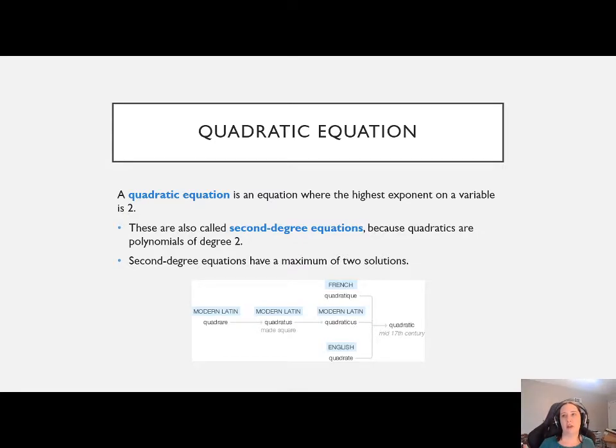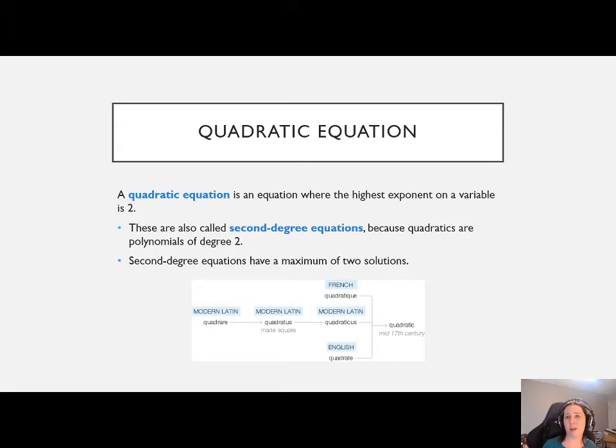So a quadratic equation is one where you have an equation. It means you have an equal sign, and your highest exponent is 2. These are also called second degree equations because they have degree 2 and they're polynomials. Because the highest exponent is 2, that's where the second degree comes from. And the highest exponent basically tells you how many solutions you can have. So because it has an exponent of 2, we have 2 solutions.